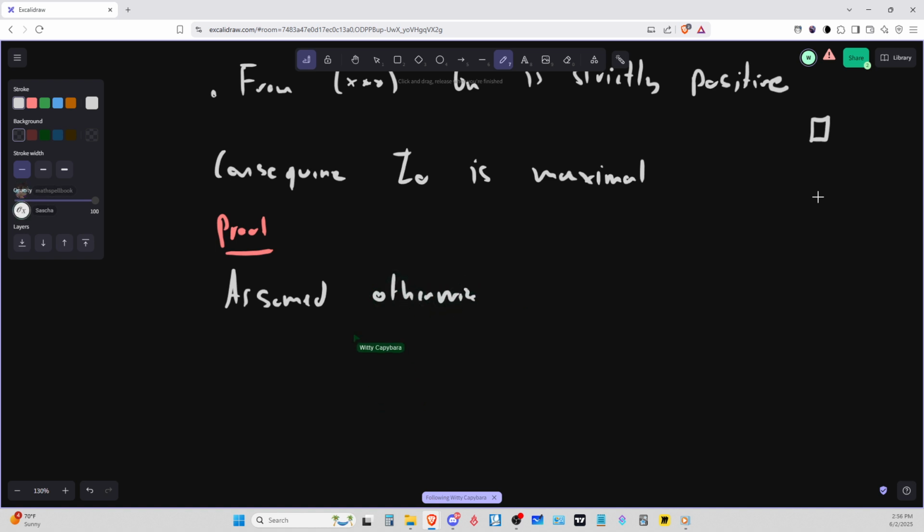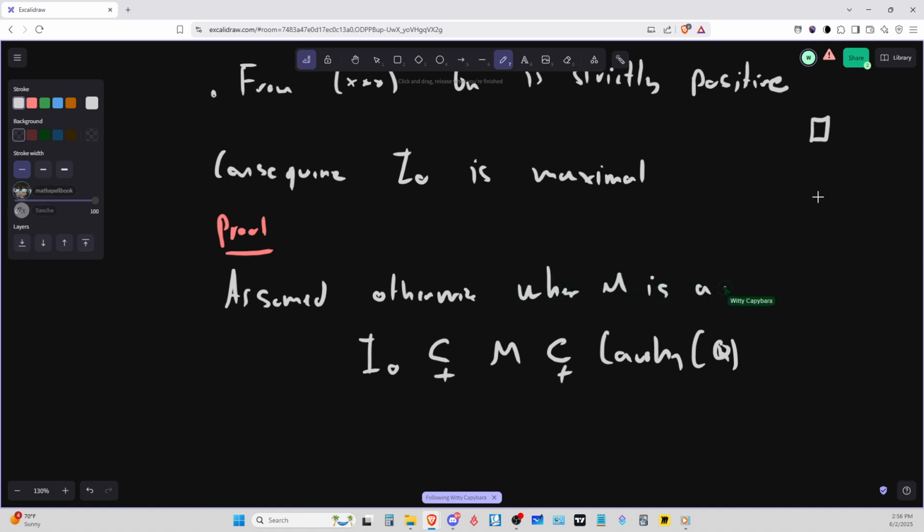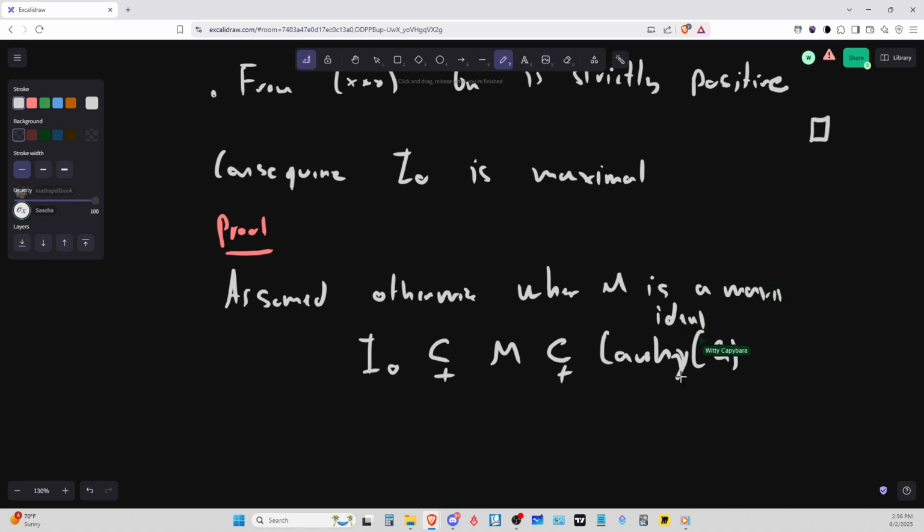So if it's not maximal, then it means that I0 is sitting between some maximal ideal M and the entire ring, right? I mean, in the way I'm writing the inclusion. That's supposed to say Cauchy of Q, yeah. Where M is a maximal ideal. And from that, we're going to try to derive a contradiction.